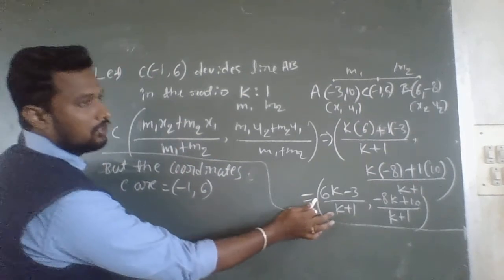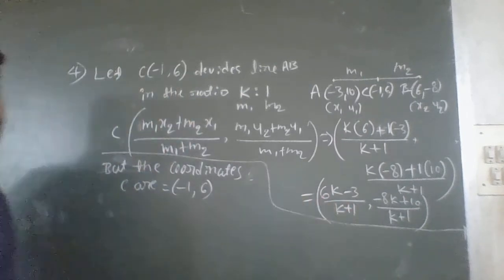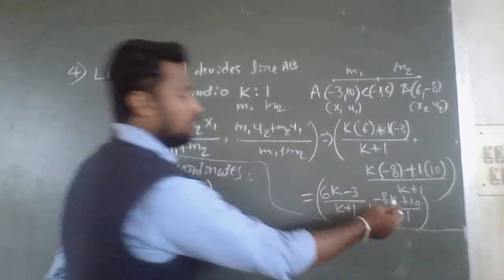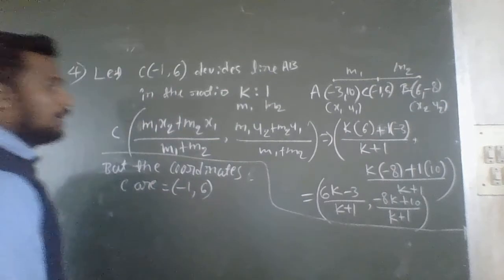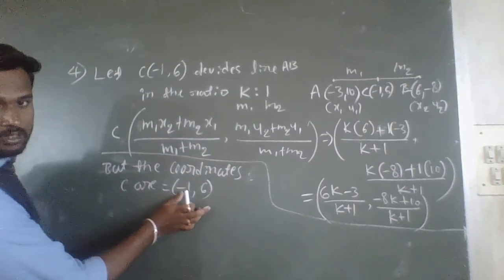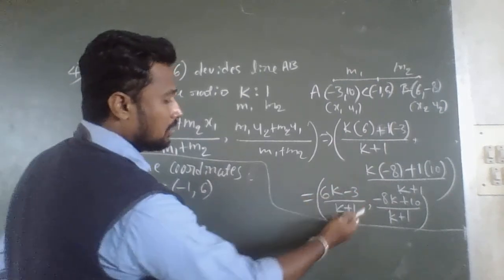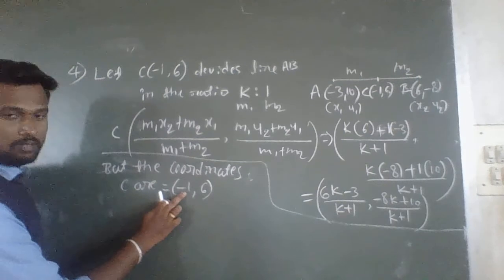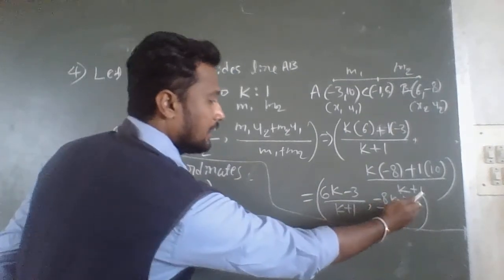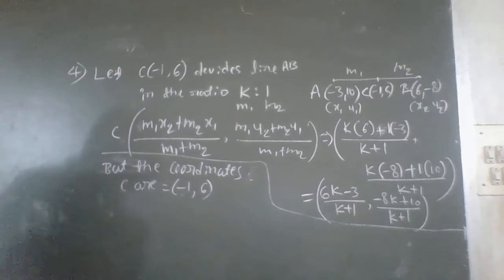This we got by the section formula, which is for the x coordinate and this is for the y coordinate, and they are given in the problem only. This is the x coordinate and this is the y coordinate. So (6k minus 3) by (k plus 1) should be equal to minus 1, and here (minus 8k plus 10) by (k plus 1) should be equal to 6.